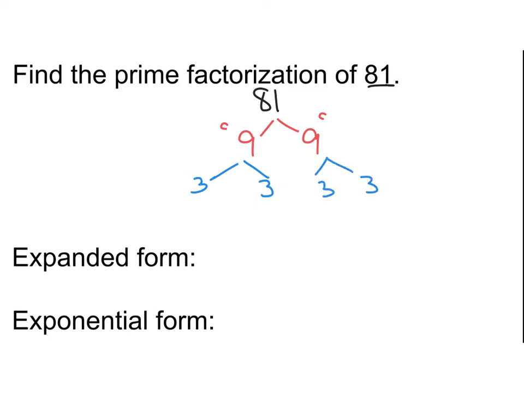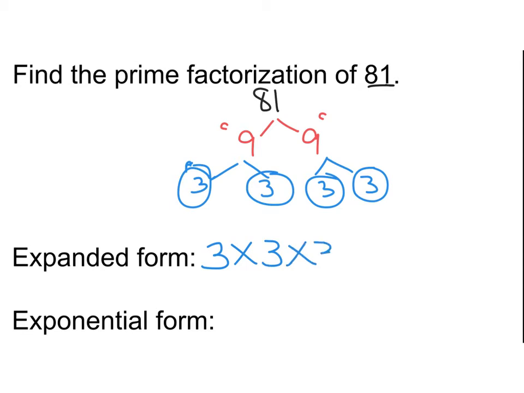So I know that 3 is prime. So because they're all 3, I'm going to go ahead and say that I'm done. So 3 is prime. So I am done here. So I don't need to keep going. I don't need to keep expanding. So I'm going to write it in expanded form. So it's going to be 3 times 3 times 3 times 3. And if you notice, there's going to be 1, 2, 3, 4. So my answer is going to be 3 to the 4th power as exponential form.